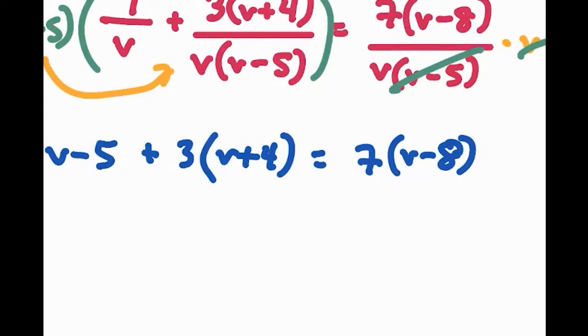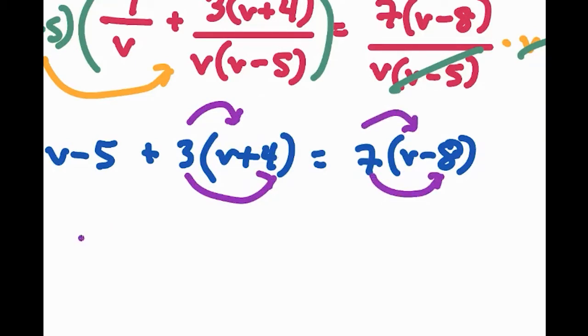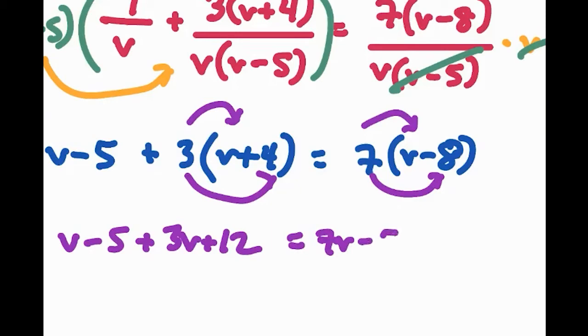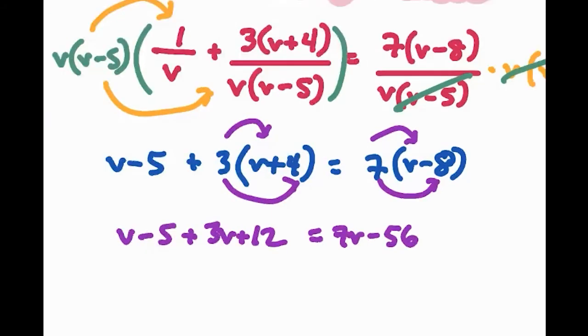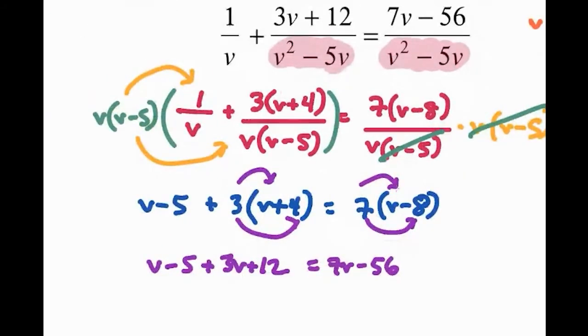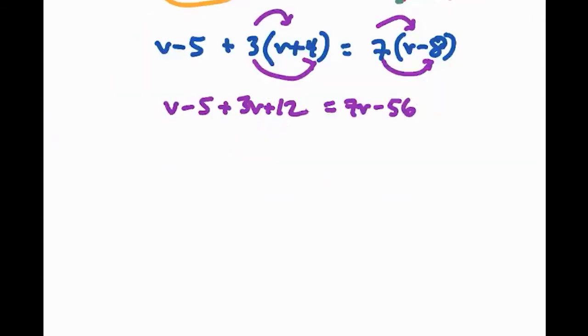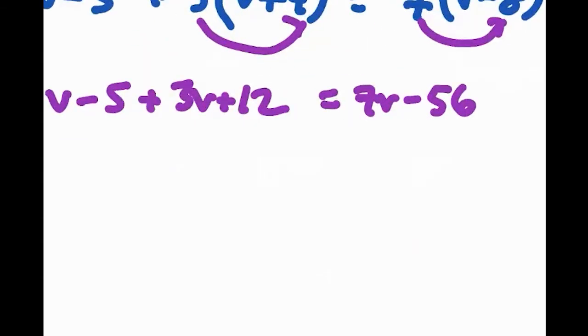All right, from here I'm going to distribute it back. It's kind of a waste of time to do that, but sometimes they cancel out, so you're going to want to factor it if possible. So v minus 5 plus 3v plus 12 is equal to 7v minus 56. Now if you notice that blue step and purple step, that's just, again, middle school math. You've been doing this before, combining like terms. So the rest of it should pretty much be cake at this point.